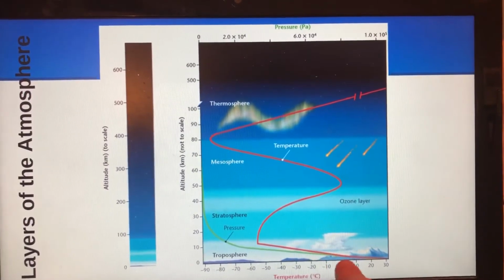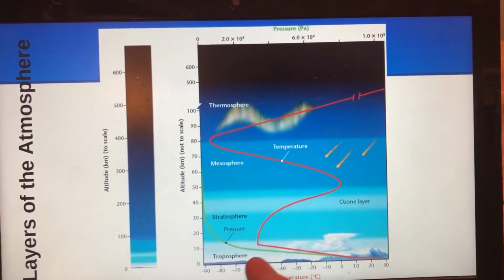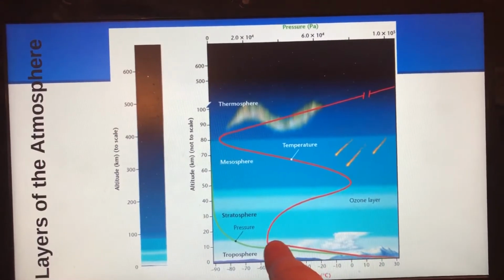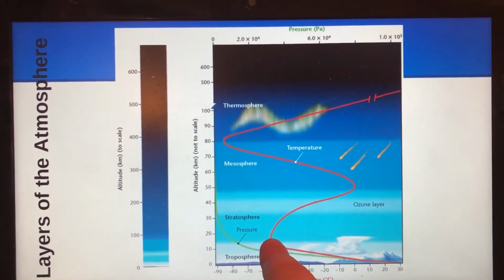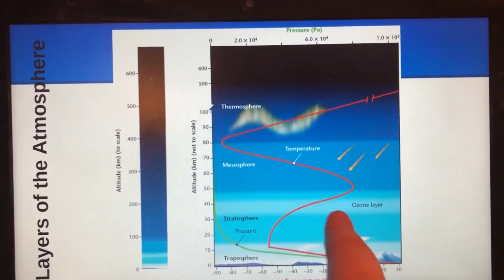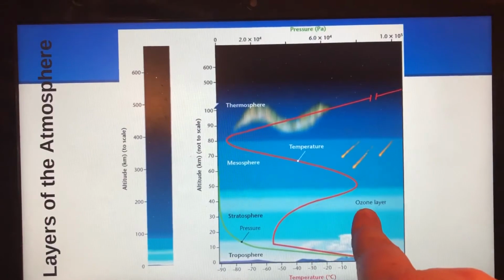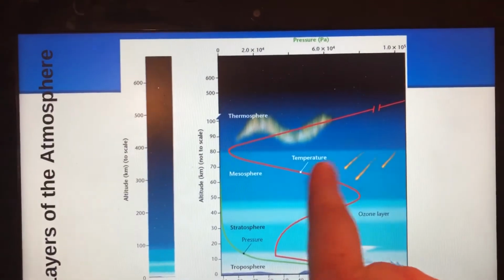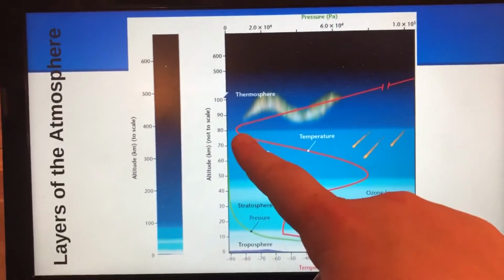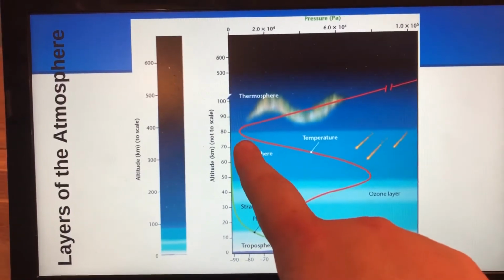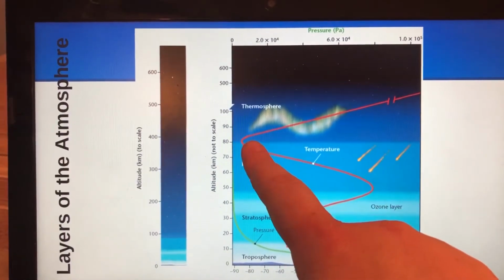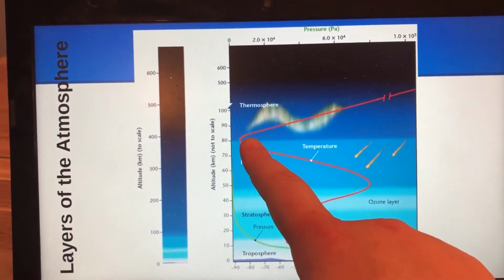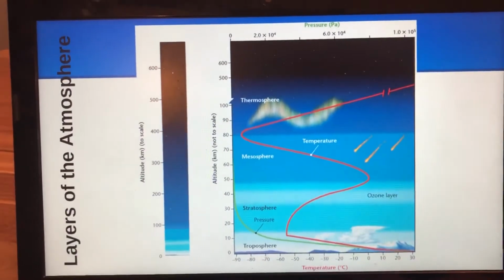So as you go up through the troposphere, the temperature, which is indicated by this red line here, decreases. Then you get to the stratosphere, and the temperature actually starts to increase again. That's because the ozone layer is absorbing a lot of that UV radiation, so it heats up the stratosphere. Then when you get to the mesosphere, the temperature drops substantially again, all the way down to minus 80 Fahrenheit. And then once it gets up to the thermosphere, because it's constantly being hit directly by cosmic rays and solar radiation, it goes way up again.